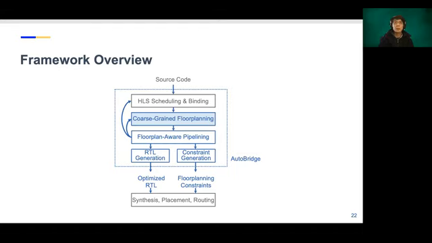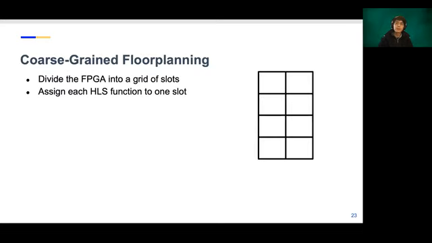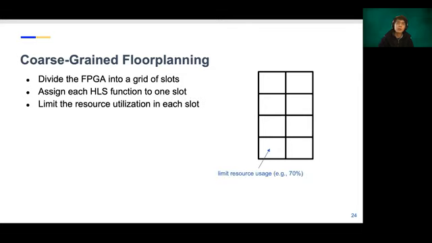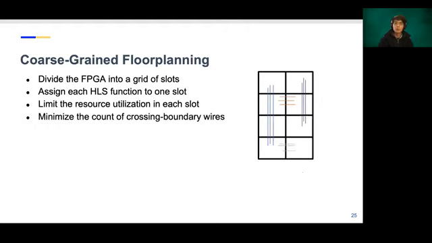Next, I'll introduce more details of our framework. First, we present the floorplanning part. To make the process effective while fast enough, we simply divide the target FPGA into a grid of slots and assign each HLS function to one of the slots. To alleviate local congestion, we limit the allowed resource utilization in each slot.